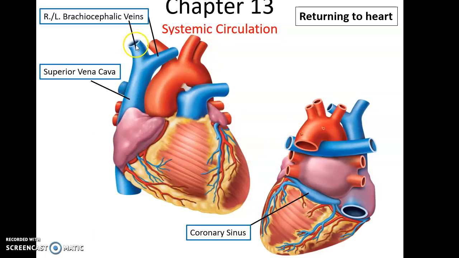The right brachiocephalic vein merges with the left brachiocephalic vein to give us the superior vena cava, and the superior vena cava empties into the right atrium. Also worth noting that from the coronary circuit, the coronary sinus empties into the right atrium.